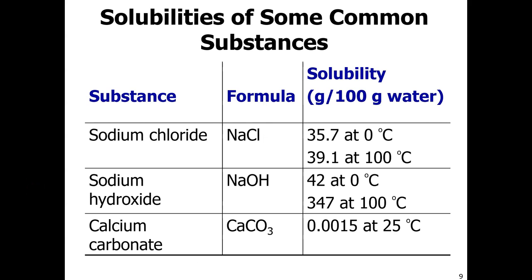Here are some examples of different solubilities for sodium chloride. 35.7 at 0, but you can get a couple more grams in there at 100 degrees Celsius, around boiling. For sodium hydroxide, the solubility is even better, 42 grams at 0 degrees Celsius and 347 grams at 100 degrees. So increasing the temperature for sodium hydroxide is very beneficial for its solubility.